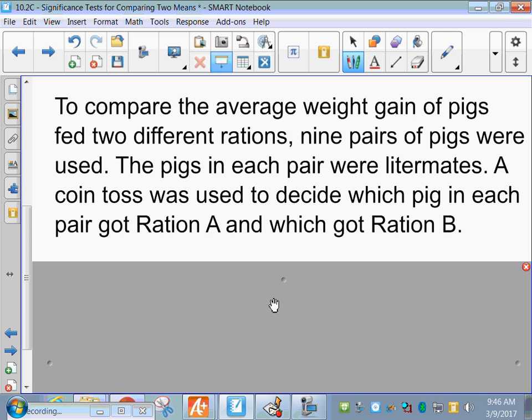What's the difference? You actually subtract them and you just do one sample. Yeah. So the test would be the one sample T test.